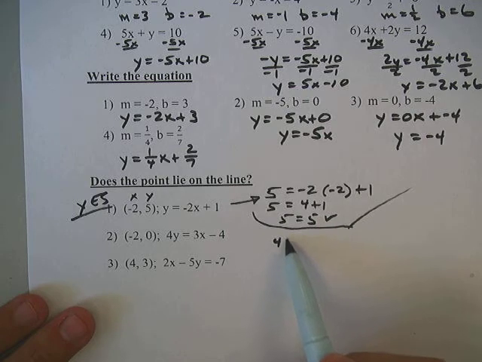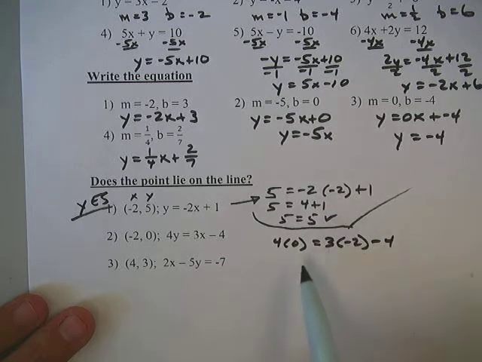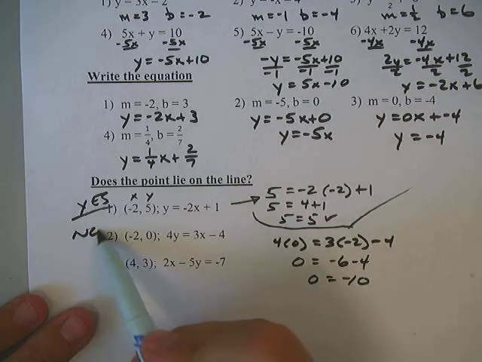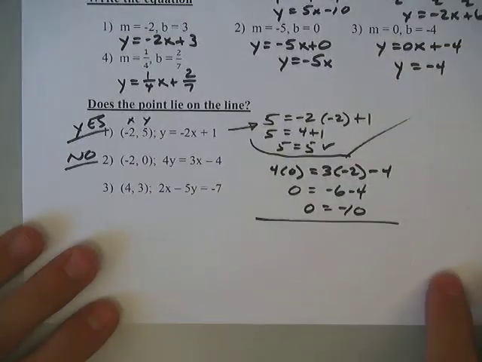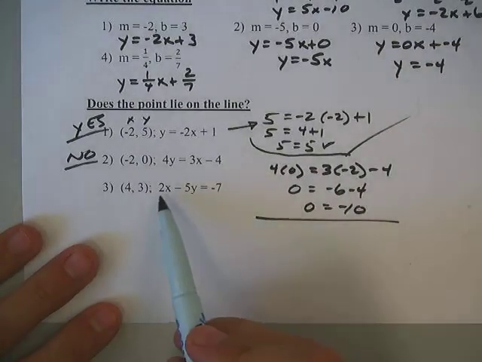What about the next one? If I asked you, what about this point? Well, let's see again. I would just do 4 times 0 equals 3 times negative 2 minus 4. This is 0 equals negative 6 minus 4. 0 equals negative 10. No, this one does not. This point is not on that line.